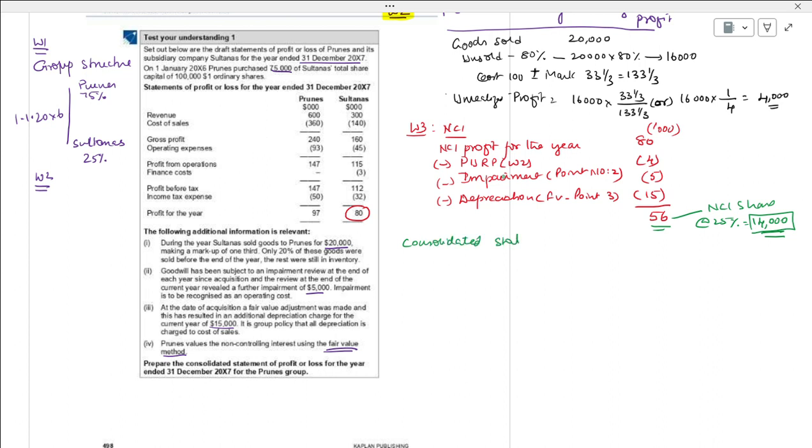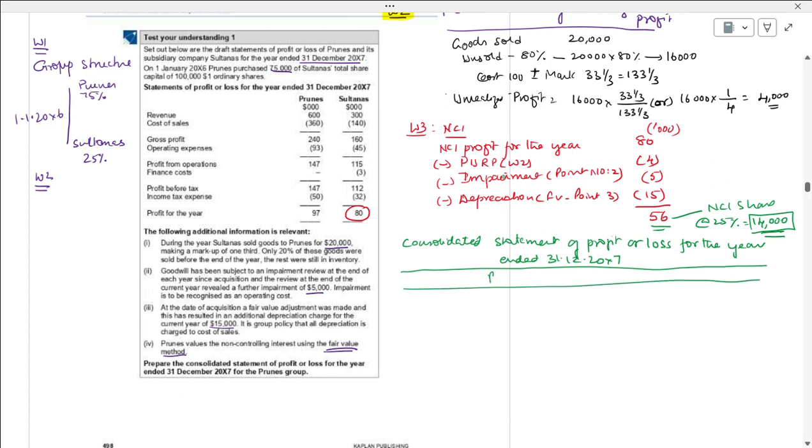Now the consolidated statement of profit and loss for the year ended 31st December 2007. Nothing is there. You will say it is really a piece of cake for you. I am telling you this. We are not doing anything. Is it right? See the thing. We put particulars and amount.